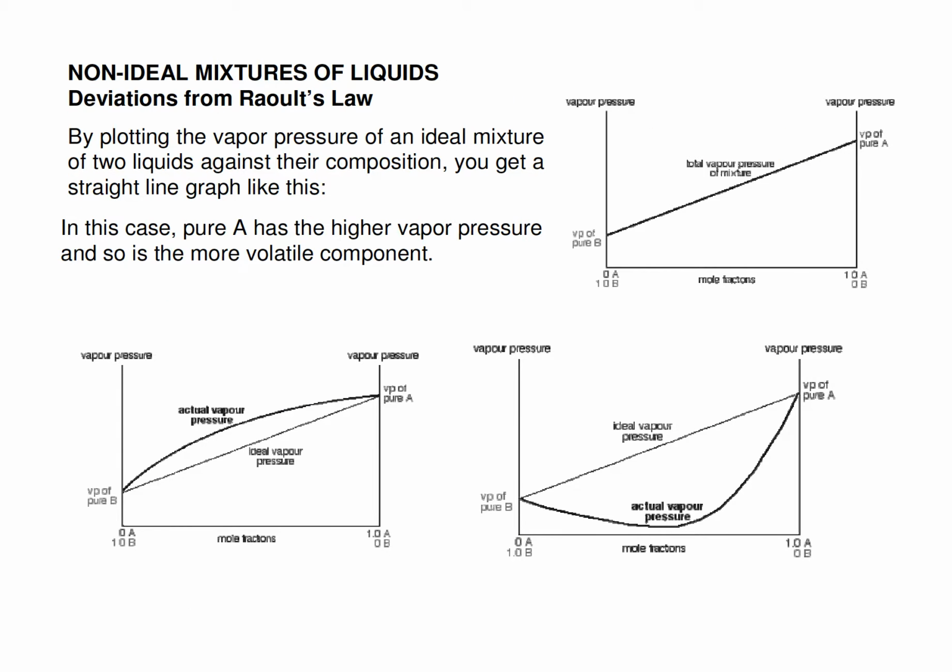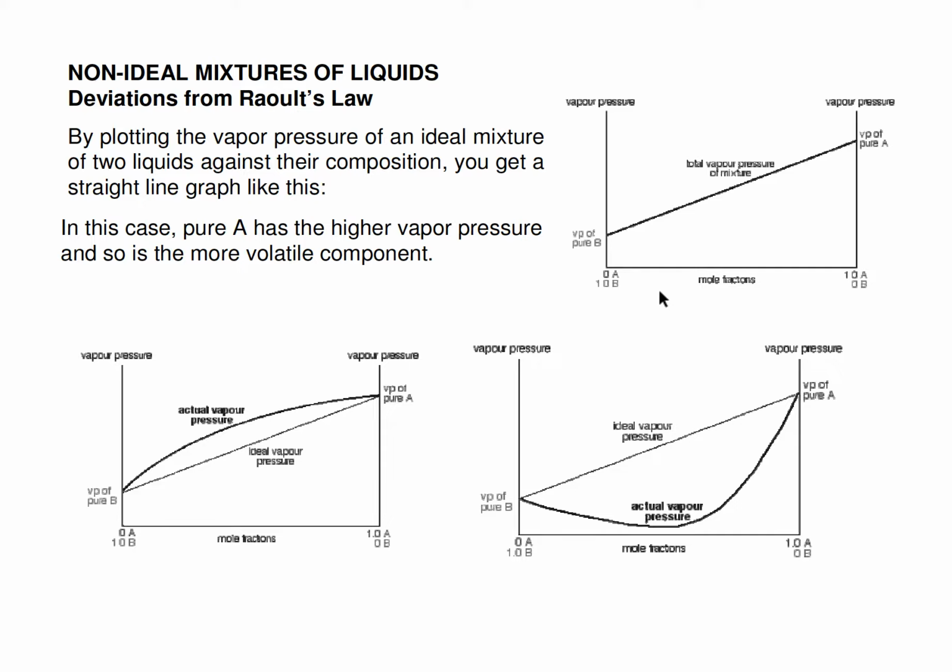Okay, next one is non-ideal mixture of liquids, the deviation from Raoult's law. By plotting the vapor pressure of an ideal mixture of two liquids against their composition, you get a straight line graph like this. In this case, pure A has the higher vapor pressure and is the more volatile component. Okay, so we can have several graphs, which show the deviation from Raoult's law.